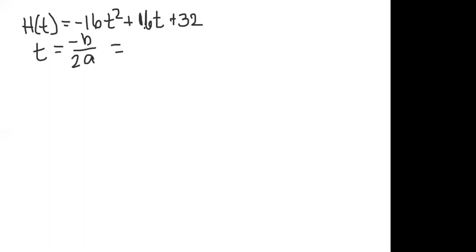Here, b is 16, so negative 16 over, and then 2 times a is negative 2 times negative 16. So some of us would remember that negative 16 over negative 16 is 1, so my answer is 1/2. But those of us that still need to see it, I multiply it out, and then I reduce it to 1/2. Either way works. So that gave you the X part of the vertex.